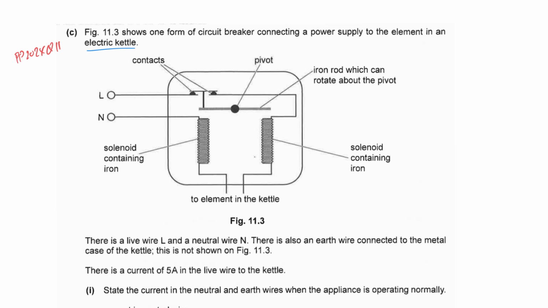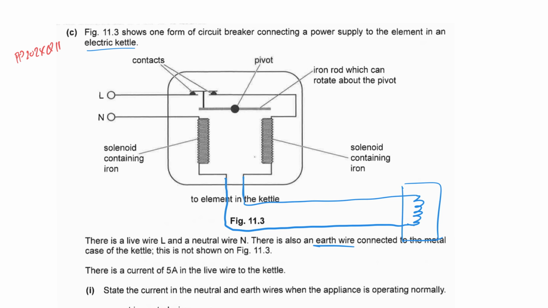Now this is a kettle, so maybe to help you visualize, let's complete the circuit breaker, the linkage to the kettle. So this is like the live wire going to the heating element of the kettle, and then it will come back by the neutral wire. And because it's stated that there's an earth wire that's connected to the metal casing, you can connect an earth wire to the ground.